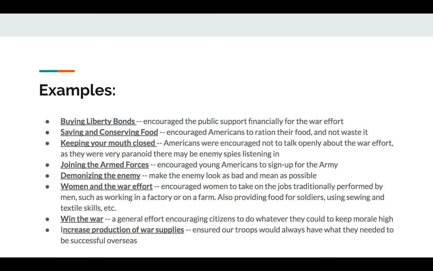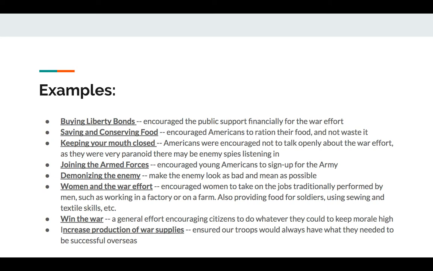Demonizing the enemy, make the enemy look as bad and as mean as possible to try to get people to support the idea of going to war. There were also lots and lots of propaganda posters about women in the war effort. This encouraged women to take on the jobs traditionally performed by men, such as working in a factory or on a farm.